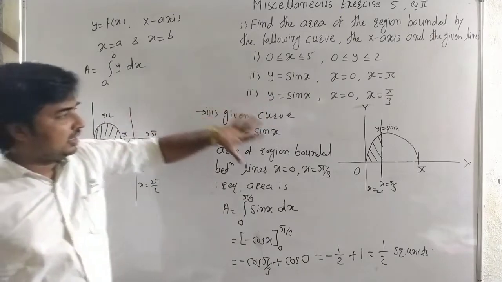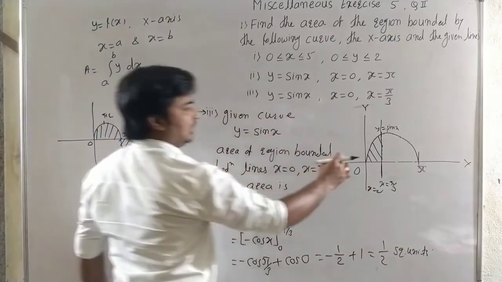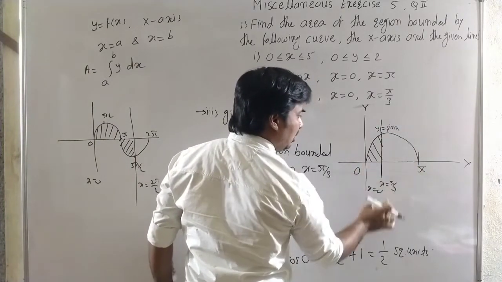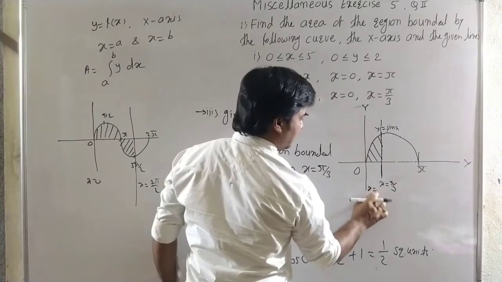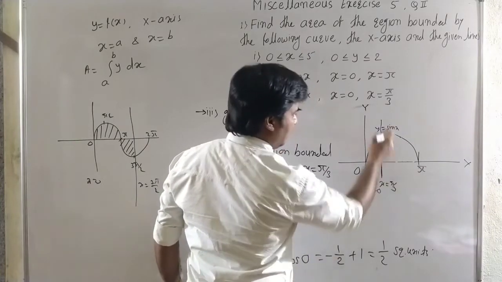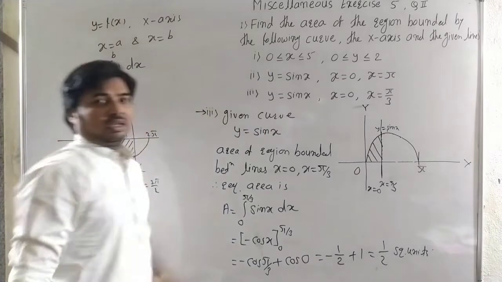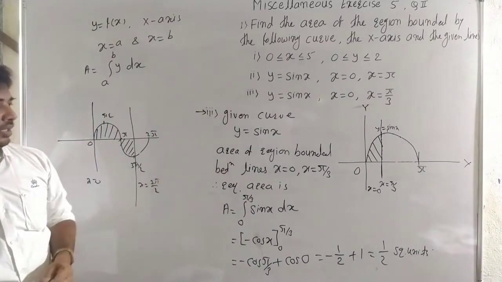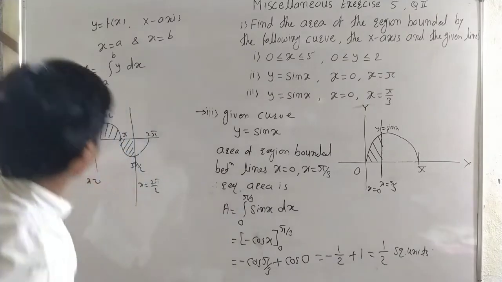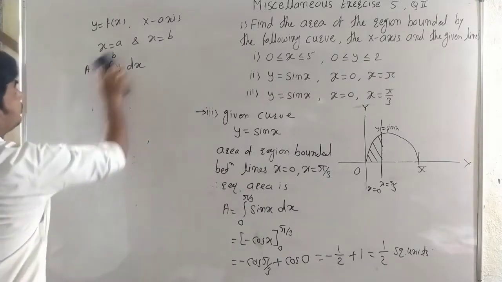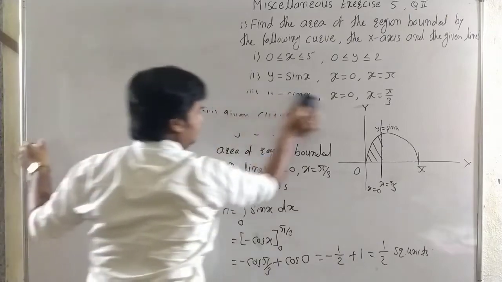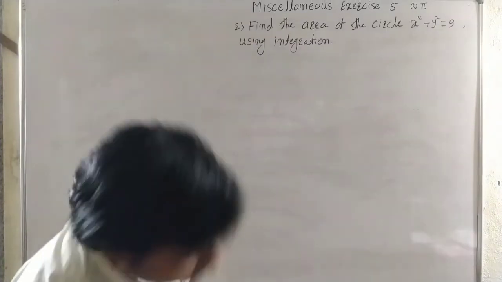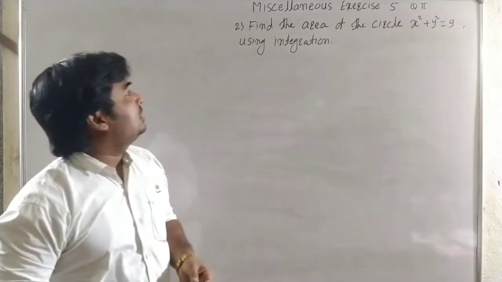Okay, for the second example, we found the area bounded by the complete region, which is 0 to pi, but here it is 0 to only pi by 3. Here it is 0 and it is pi by 3. We want to find this area, and it lies above the x-axis. Okay, see carefully. It is the first example. Now we see the second example.